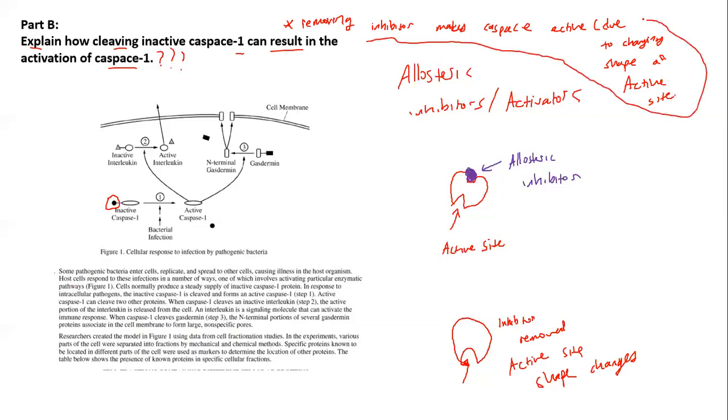It really was kind of dealing with enzymes and that allosteric inhibitor. So remember, inhibitors aren't necessarily innately a bad thing. Just understand that if you remove that allosteric molecule, you can change the active site shape, making that enzyme active. So that's part B. So let's check out C.